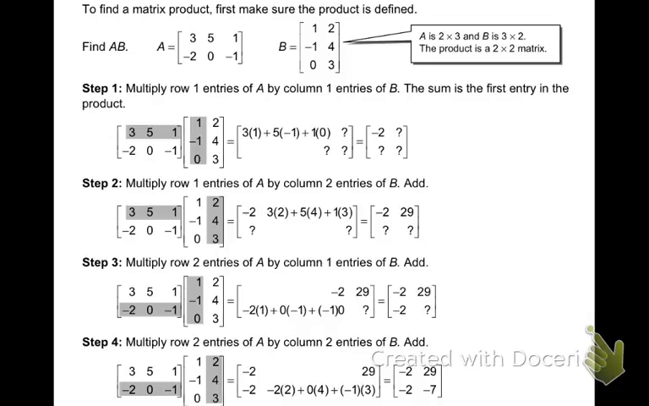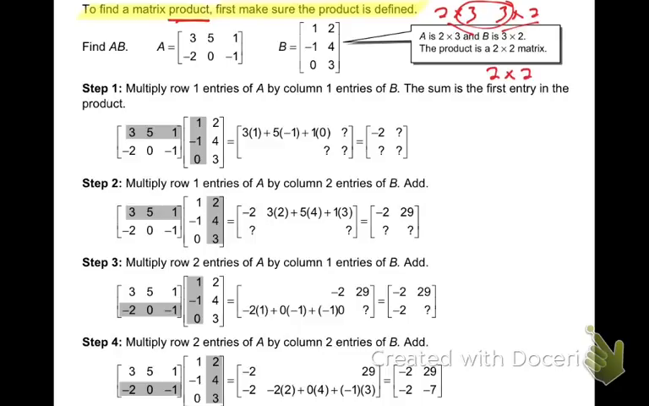Now let's talk about actually multiplying some matrices. To find a matrix product, what does the word product mean again? Multiplication. First, make sure the product is defined. So the first thing we've got to do is find out what type of matrix we're going to have. What are the dimensions of A? It's a 2 by 3. What are the dimensions of B? A 3 by 2. Can I multiply those? And what am I going to get left over? I'm going to get a 2 by 2 matrix.